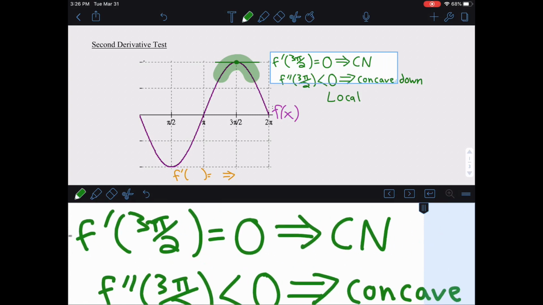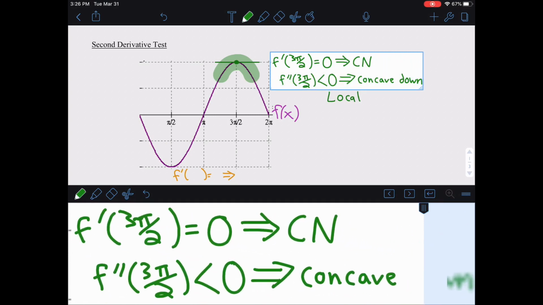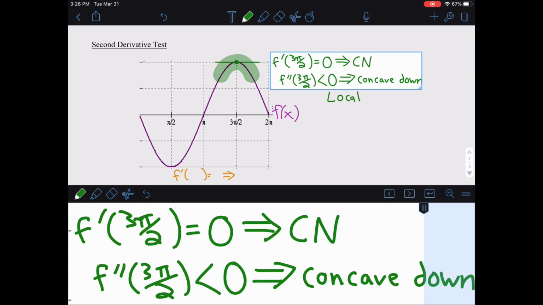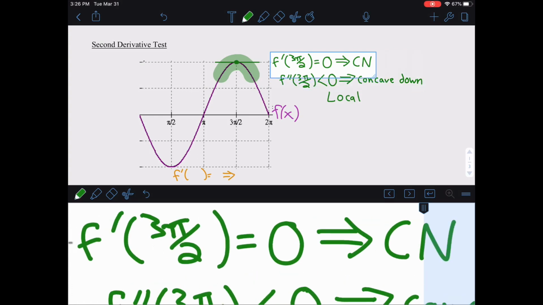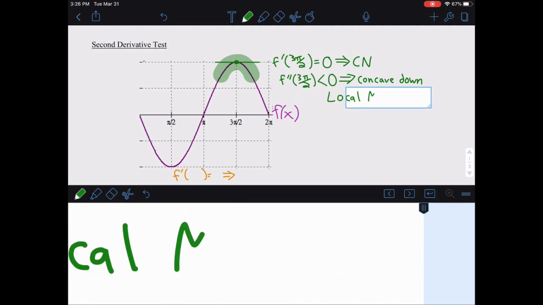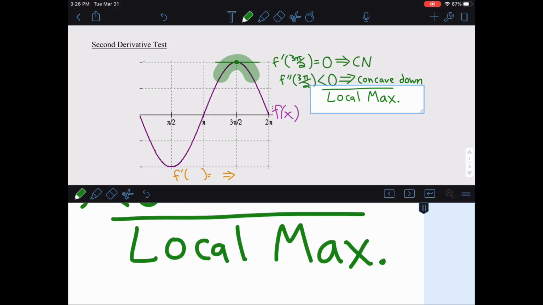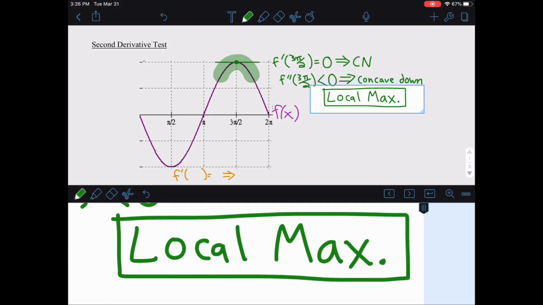And so, if I'm looking at a critical number where the shape of the curve is concave down, think about it. Shape of the curve is concave down. At the critical number, what must that critical number be? That critical number must be a local maximum. There's no other possibility here. If you are concave down at a critical number, then there must be a local maximum there. There's, again, no other option.